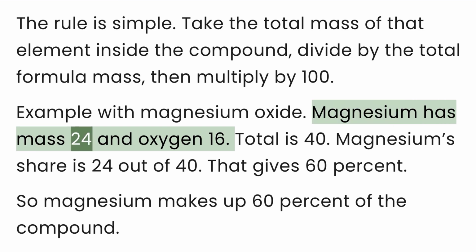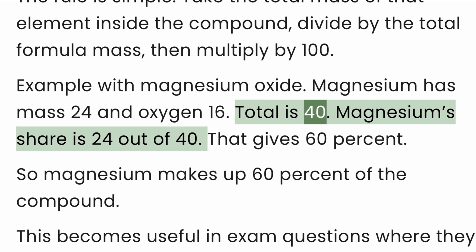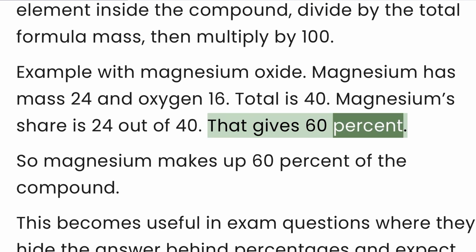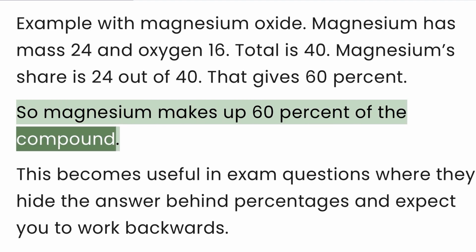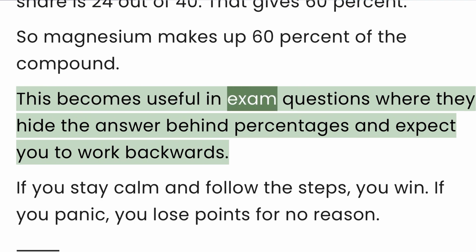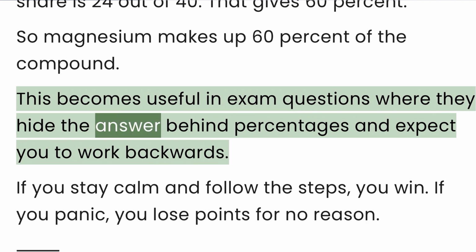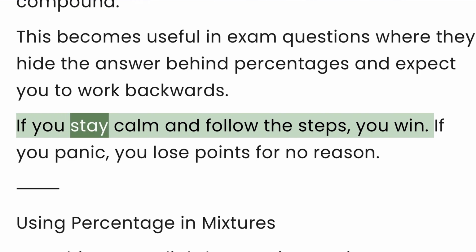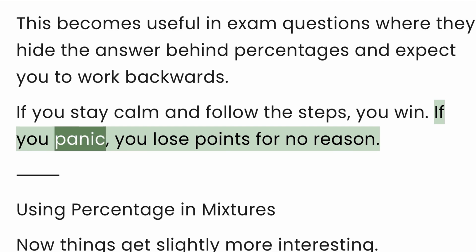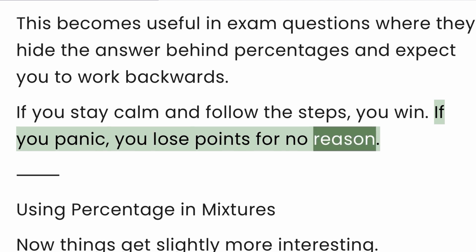Example with magnesium oxide. Magnesium has mass 24 and oxygen 16. Total is 40. Magnesium's share is 24 out of 40. That gives 60%. So magnesium makes up 60% of the compound. This becomes useful in exam questions where they hide the answer behind percentages and expect you to work backwards. If you stay calm and follow the steps, you win. If you panic, you lose points for no reason.